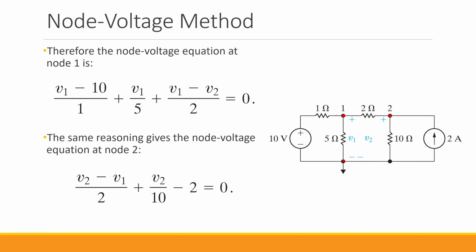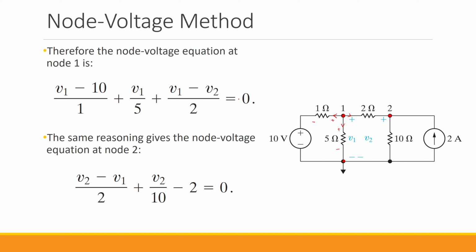So we have a current leaving this node going through this 1 ohm. What is the current? Basically the voltage across this resistor, which is V1 minus 10 volts, divided by the resistor. So we have V1 minus 10 divided by 1. The same for this one. Since the voltage across this 5 ohm is actually V1, we write it as V1 divided by 5. So that is the basic Ohm's law. For this one, we write it as V1 minus V2 divided by 2 ohm, and that equals 0.